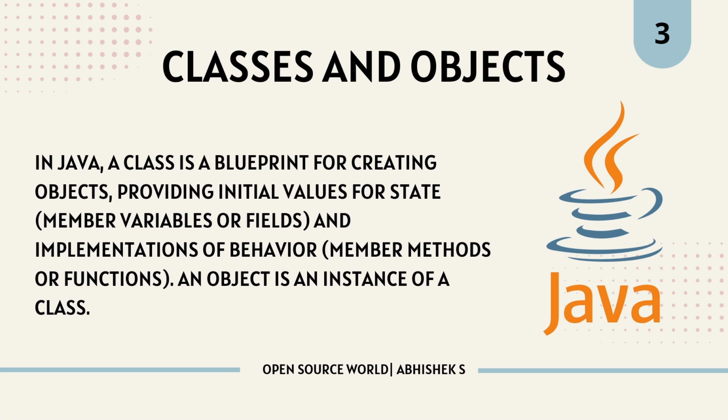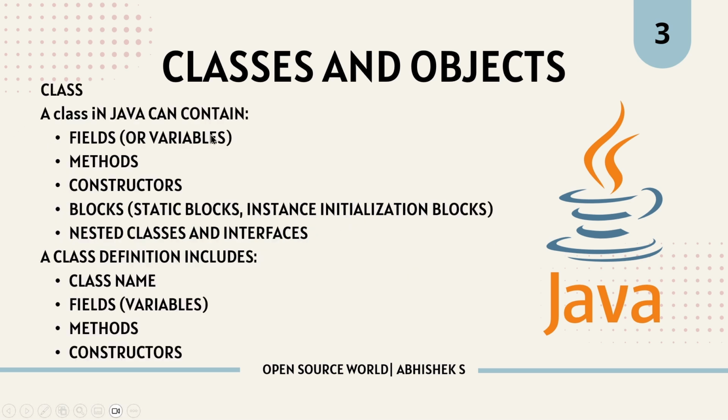Why do we need to learn that? To represent real world entities in programming in an abstract way. So with that said, let's go with the definition again. In Java, a class can contain fields, methods, constructors, blocks, nested classes, and interfaces. Fields, obviously, you guys will know are variables, and methods are nothing but functions which you have seen in previous sessions.